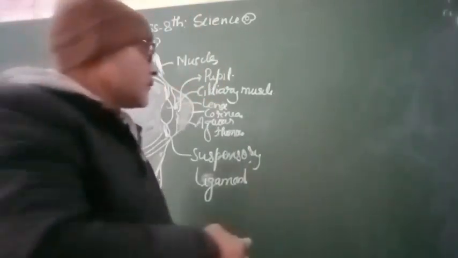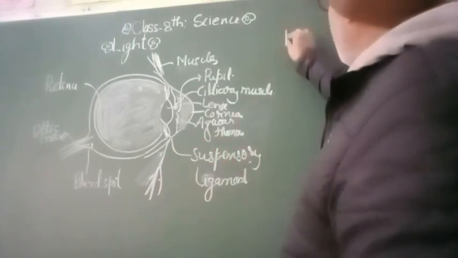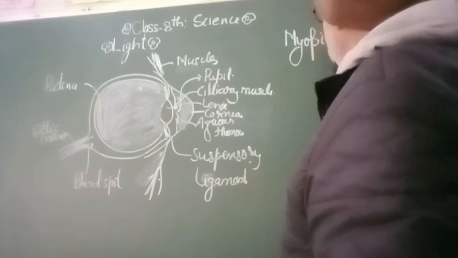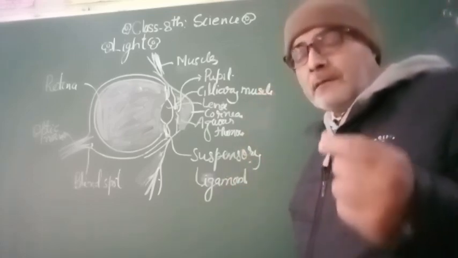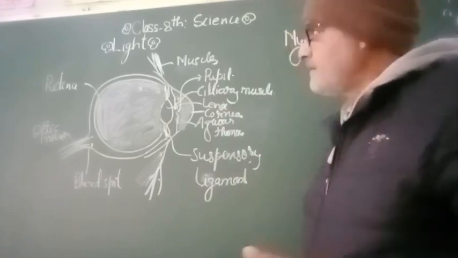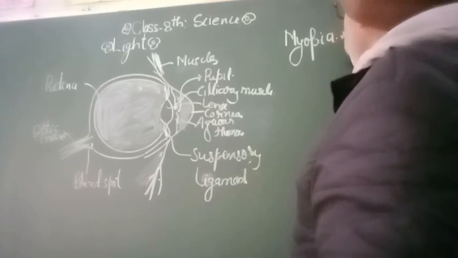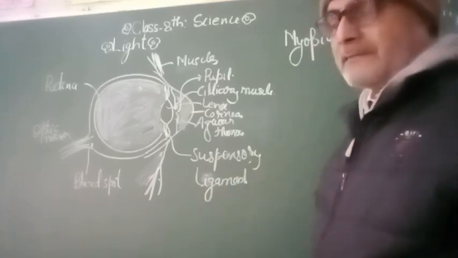Myopic eye. So eyes may be of two types. One is myopic. Myopic means the person has clear vision for the nearer object but not for the farthest object, that will be myopia. And the myopic eye will be corrected by putting a lens.